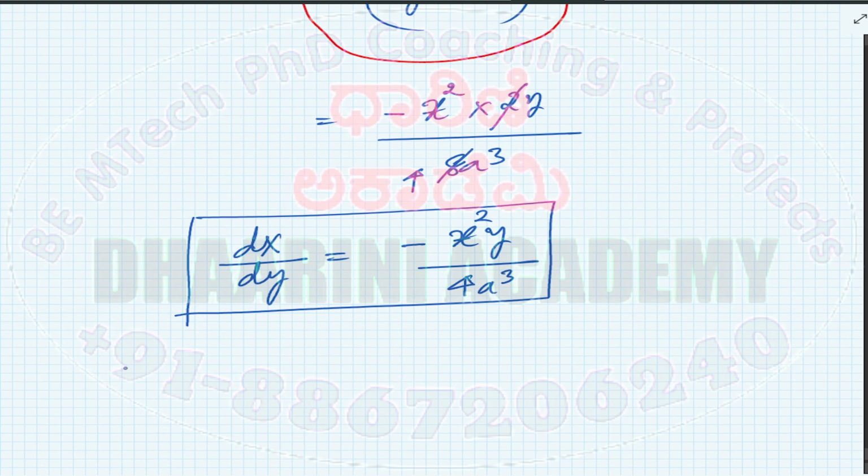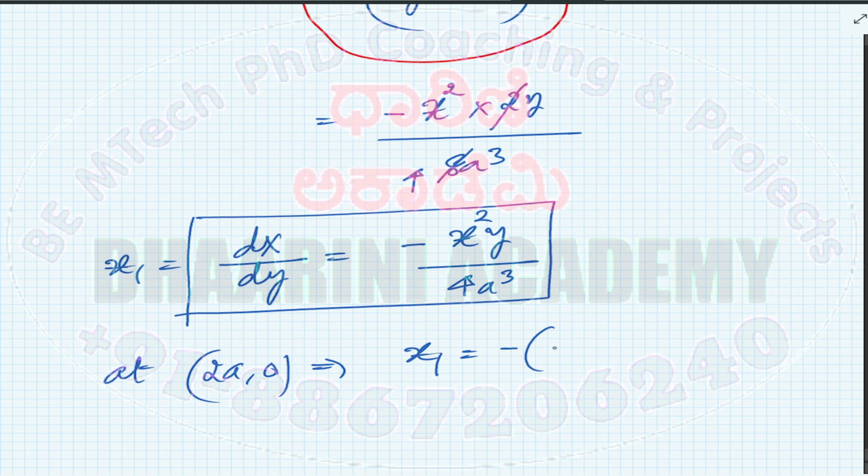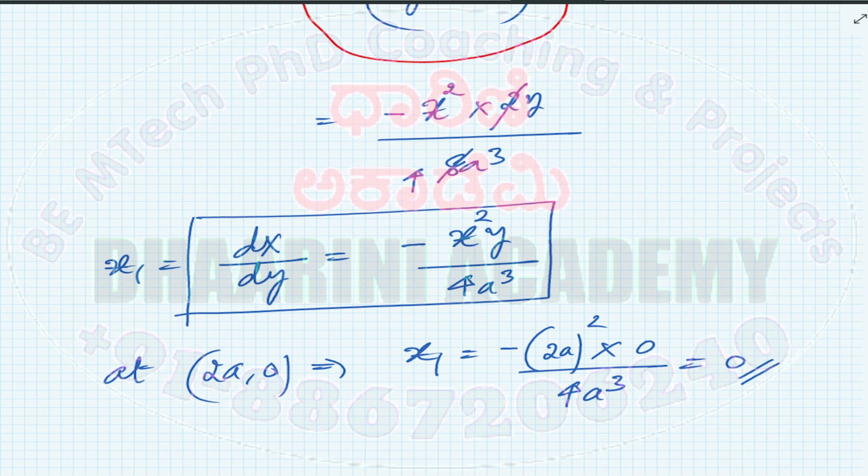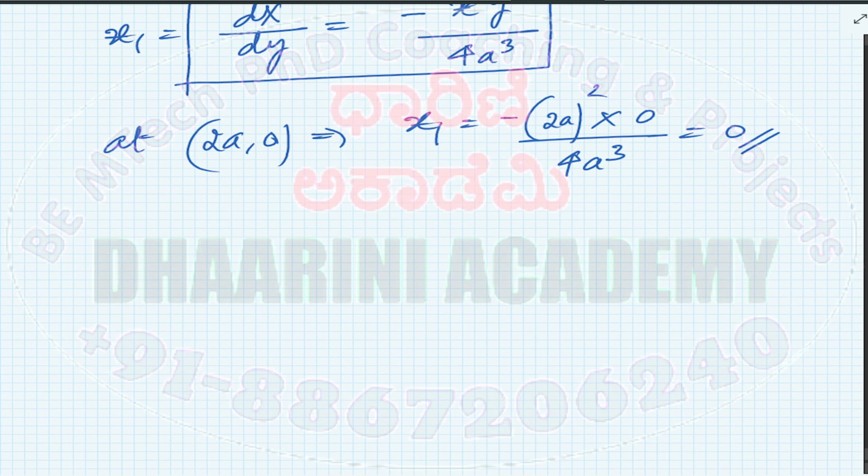So at what point? At the point 2a comma 0, what happens? So this is x1. So x1 is equal to, calculate, minus x is 2a the whole square into y becomes 0, divided by 4a cube. So your answer is equal to 0. Now we have this function x1 and our next intention is to calculate x2.